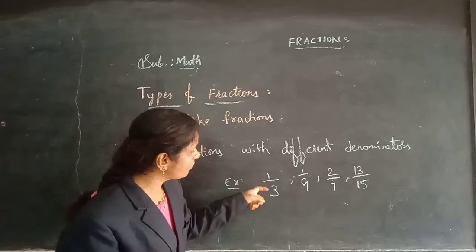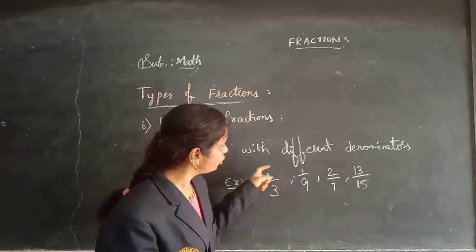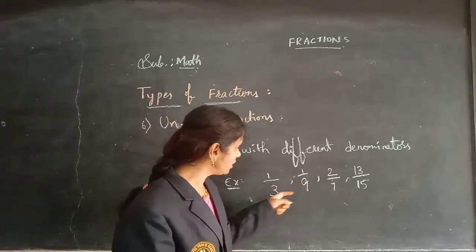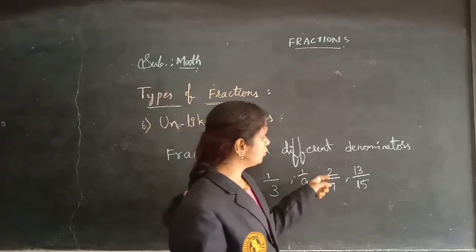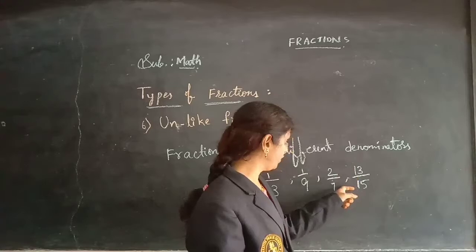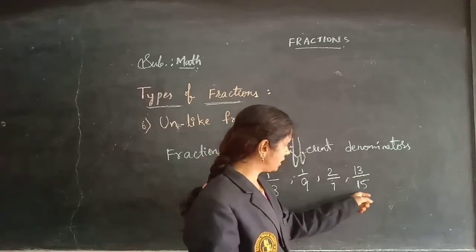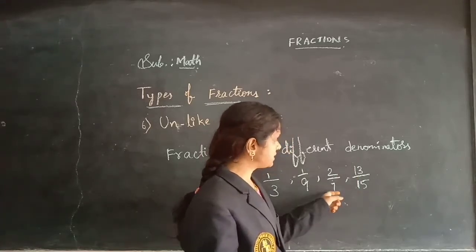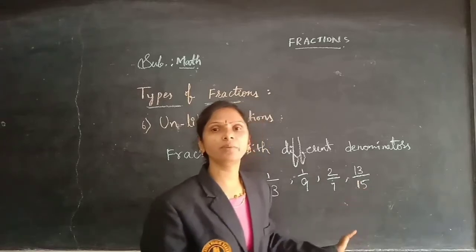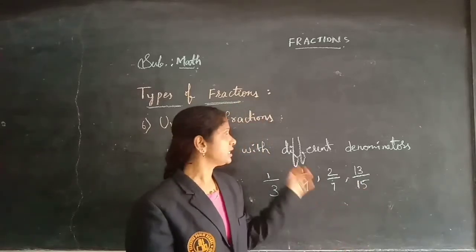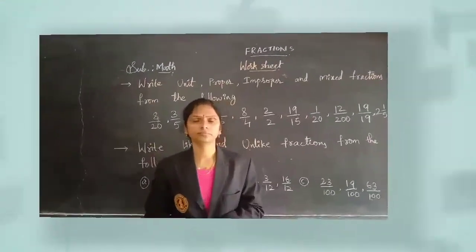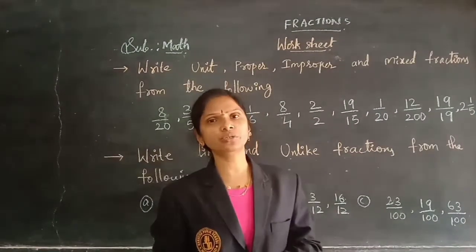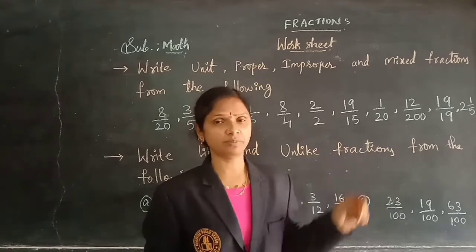Come on, 1 by 3, 1 by 9. Here the numerators are the same, but the denominators are different. We require denominators only. And 2 by 7, 13 by 15. So check all the denominators here: 3, 9, 7, 15. All denominators are different, children. So this type of fractions are called unlike fractions. Yes, children, I hope you understood the types of fractions which I explained in the video.